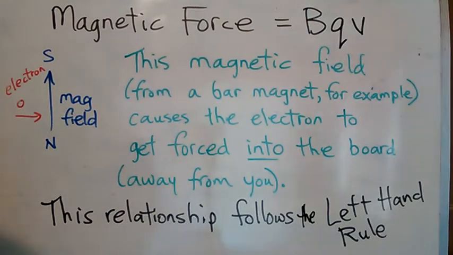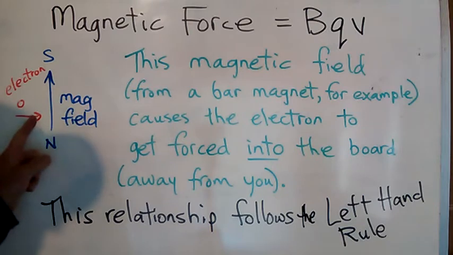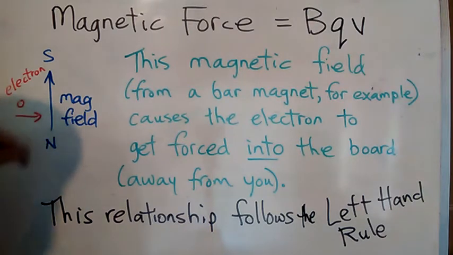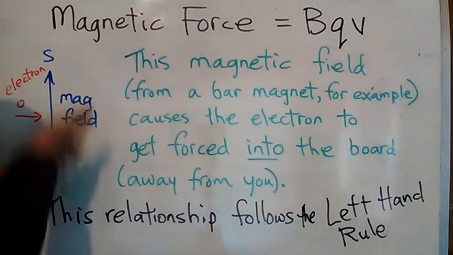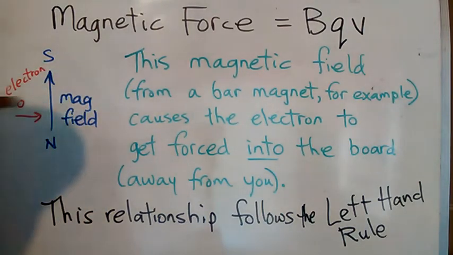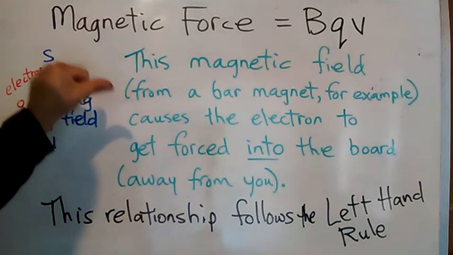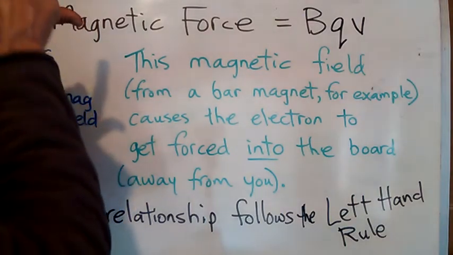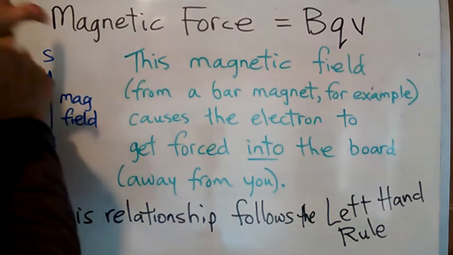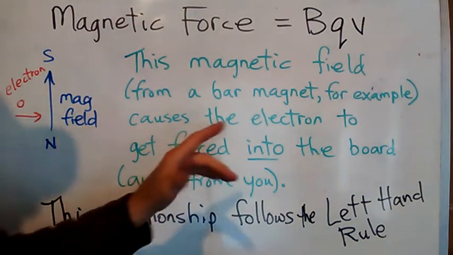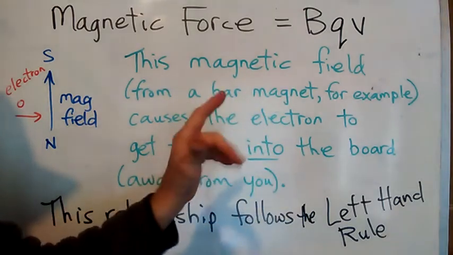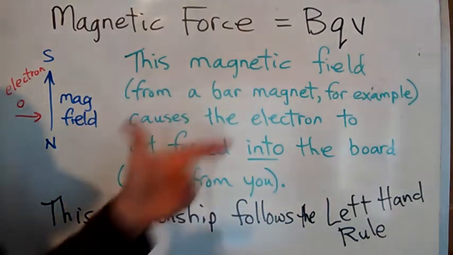To summarize, if you have a magnetic field, and it could be from a bar magnet, or it could be the north pole of a U magnet and the south pole of a U magnet, it'll make a magnetic field that way, and an electron traveling this way, then the electron is going that way, magnetic field up, and the other fingers of your hand point into the board. And this relationship follows a left-hand rule. You have to use your left hand. Even if you're right-handed, you have to use your left hand.